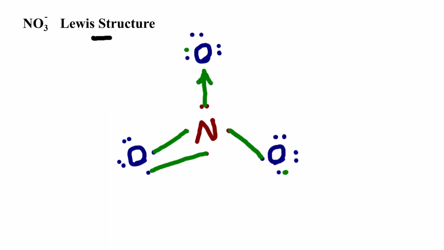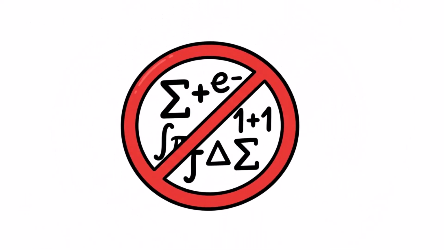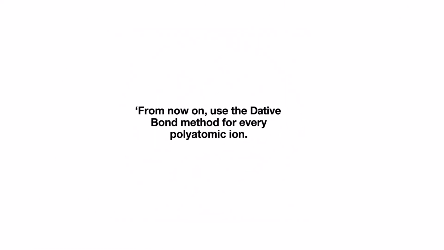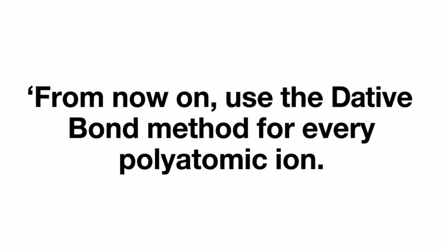Finally, put it in brackets. Add the negative sign. This is nitrate. No memorization, just pure chemistry. Forget counting electrons. From now on, use the dative bond method for every polyatomic ion.